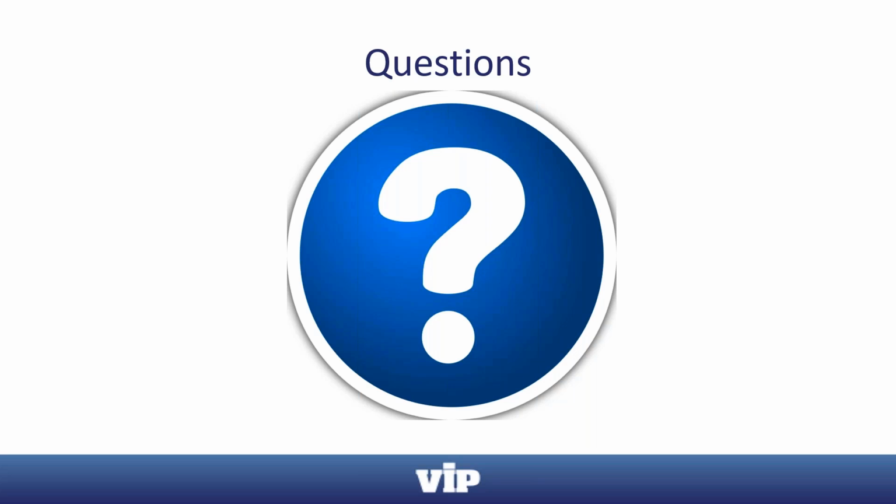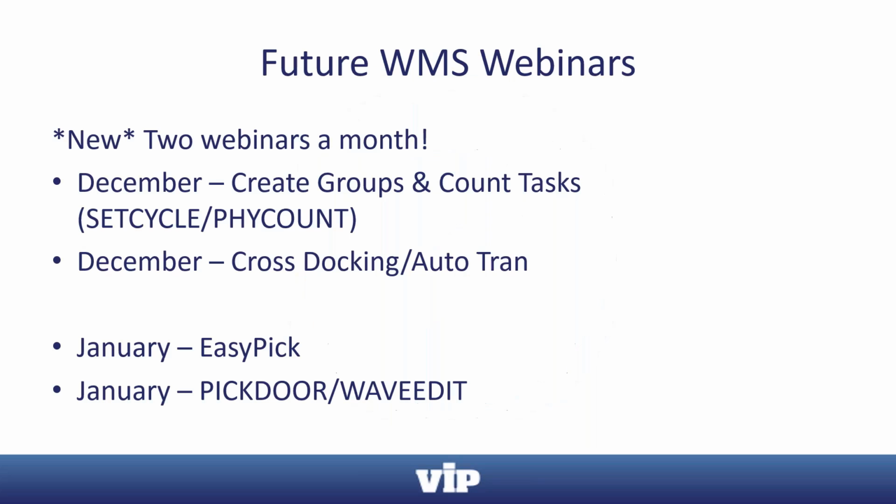One of the other things, and this is going to be new: I'm going to start giving two webinars a month. I'll be giving a webinar in three weeks, on December 6th, where I'm going to go over set cycle and phi count. That ties into this, but I was running out of time. I'm going to talk about cross-docking in December, so that'll be a long version of our webinars, much like this one. From now on, I'm always going to do a longer webinar like these and a short webinar every month. In January, you can look forward to seeing EasyPick. That'll be my longer webinar, and then I'll do a short webinar on Pictor and Wave Edit.